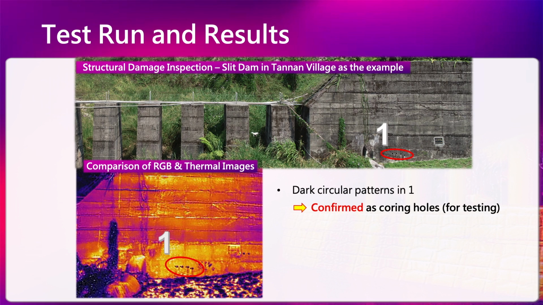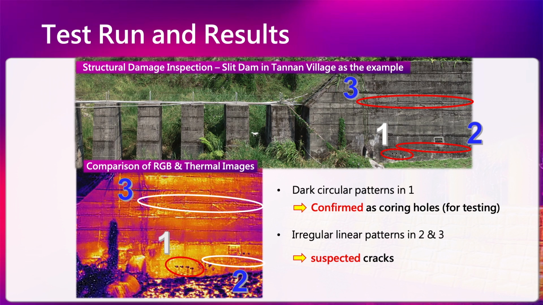Another close look is on the embankment. From these photos, we notice there are holes at the bottom of the embankment, and the thermal image also shows clear dark colors over there. Those are the coring holes used for material testing. And the locations in photos number 2 and number 3 are irregular linear patterns, which we think could be suspected crack development. But we need further validation.